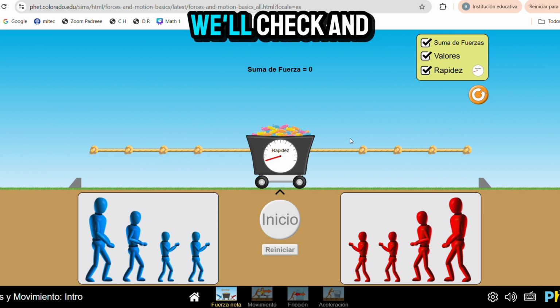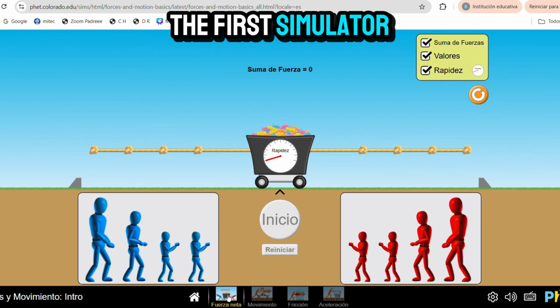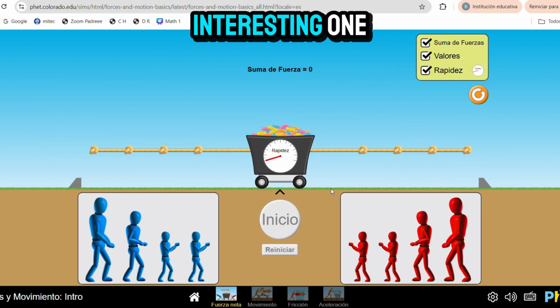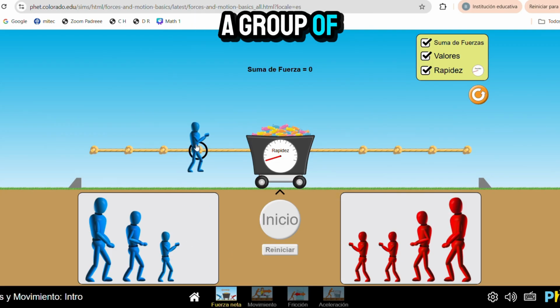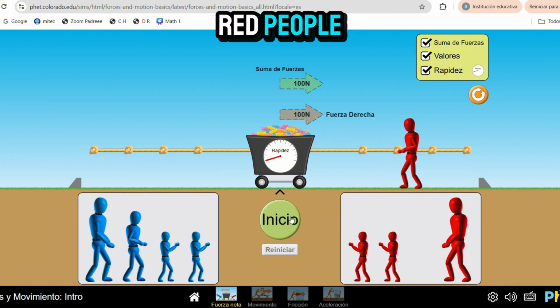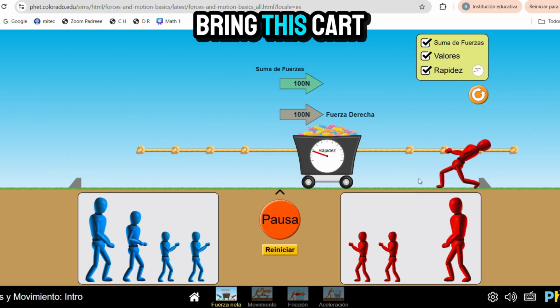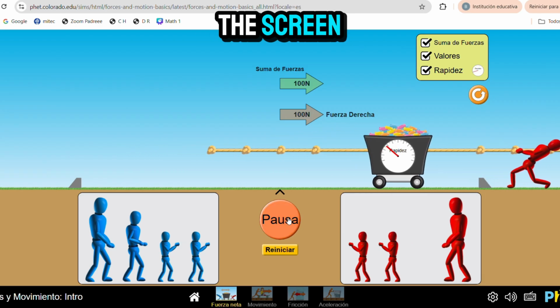In today's video we'll check and analyze a program about net force, motion, friction and acceleration. The first simulator we got is a very interesting one. We can see a group of different sized blue people and a group of different sized red people. Each one of these little men can pull a rope in order to bring this cord to one of the edges of the screen in this way.